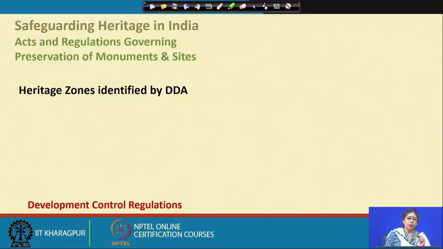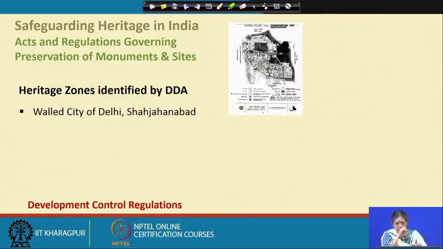Now, let us talk about the other cities, how special areas or heritage zones are incorporated as a part of the statutory town planning law. Let us talk about Delhi. In Delhi, we know the walled city of Shahjahanabad, we have discussed earlier that it has a special problem, a special history as a walled city, and so this has also been identified by the Delhi Development Authority as a special heritage zone.